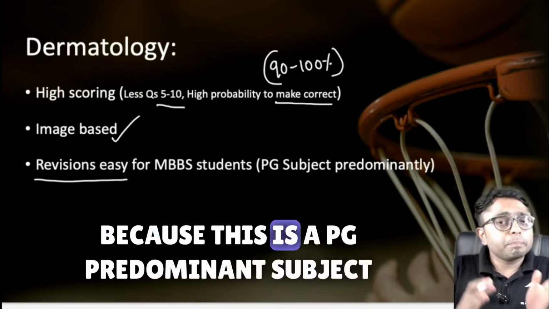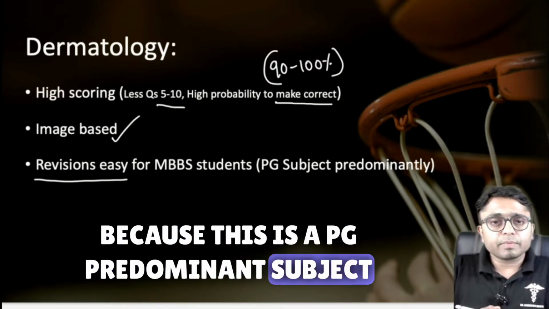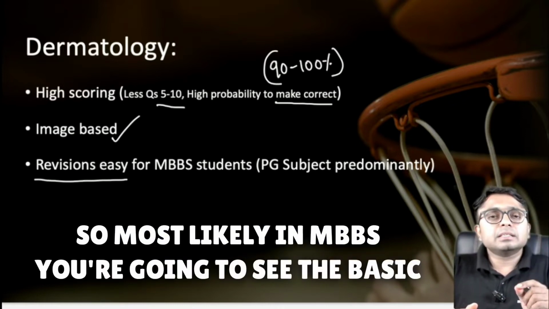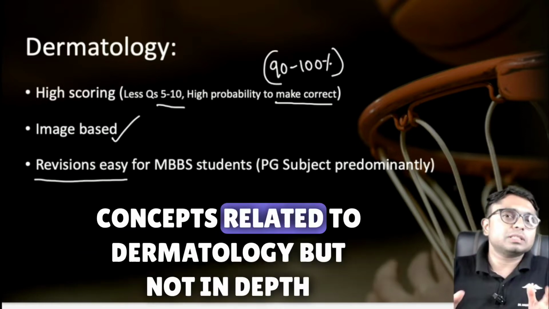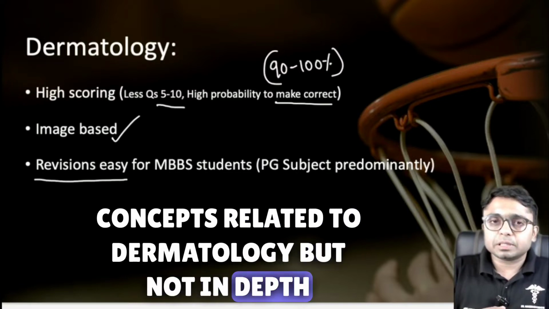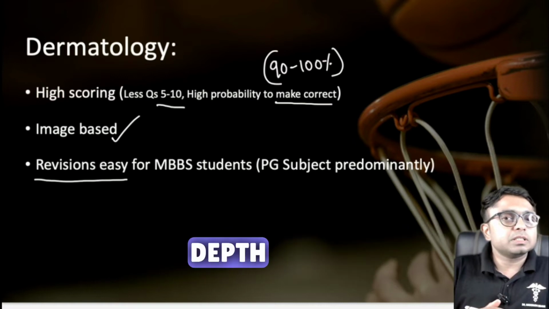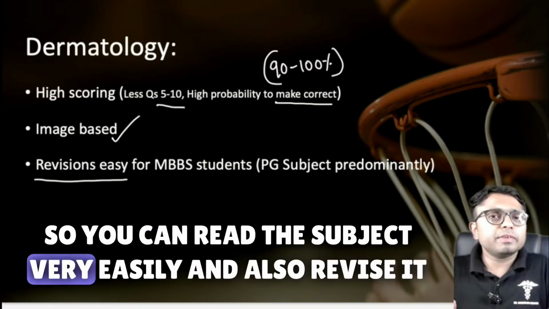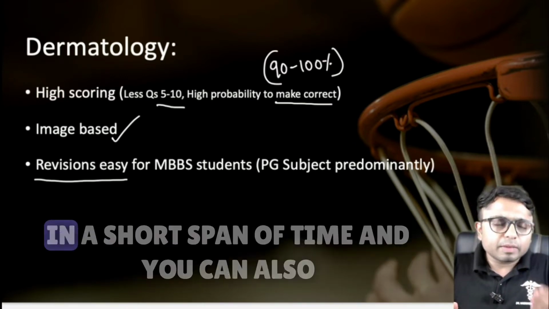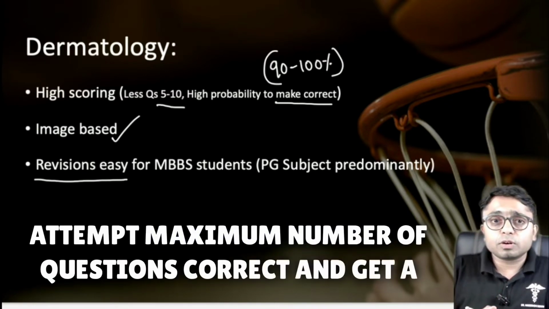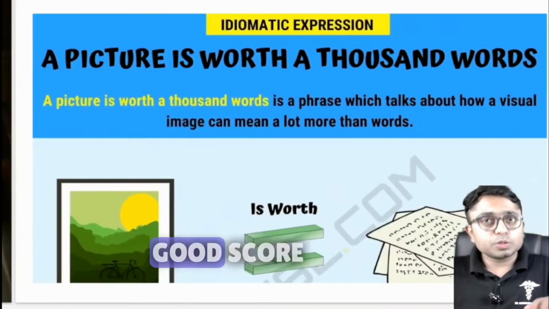Why? Because dermatology is a PG predominant subject. Most likely in MBBS you are going to see the basic concepts related to dermatology, but not in depth. So questions are also going to be superficial, not very in-depth. You can read the subject very easily and also revise it in a short span of time, and you can also attempt the maximum number of questions correctly and get a good score.